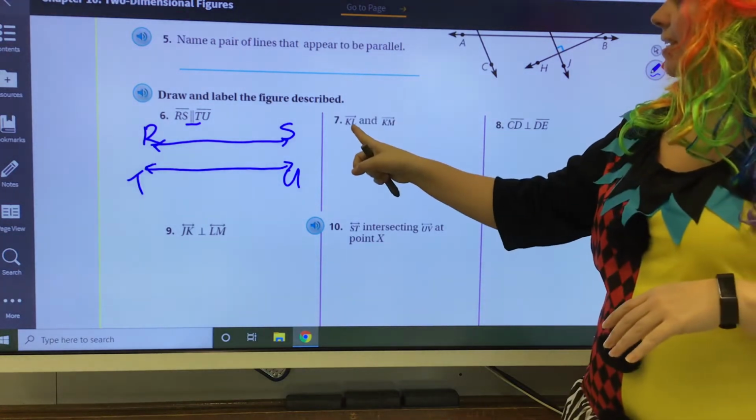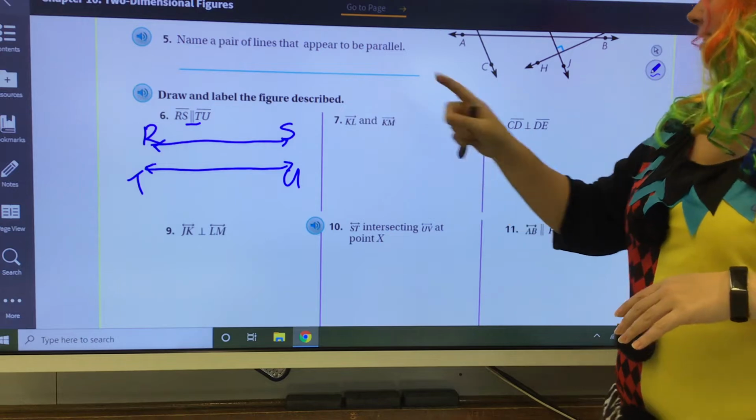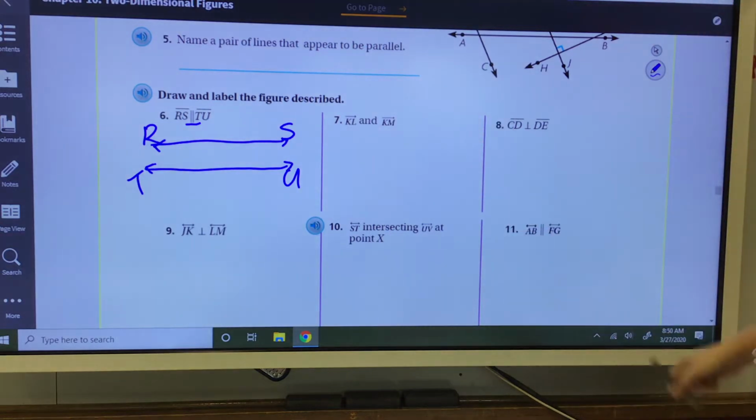All right, so now we need KL and KM. All right, so we need line KL and line KM. Doesn't really tell us what those lines are doing.